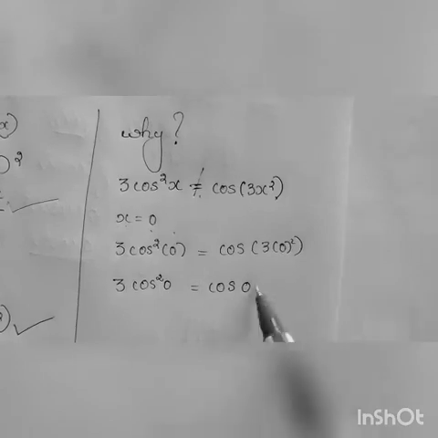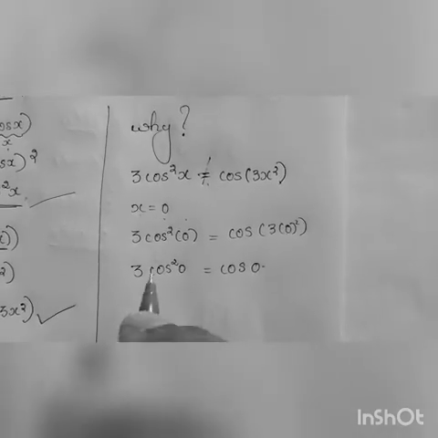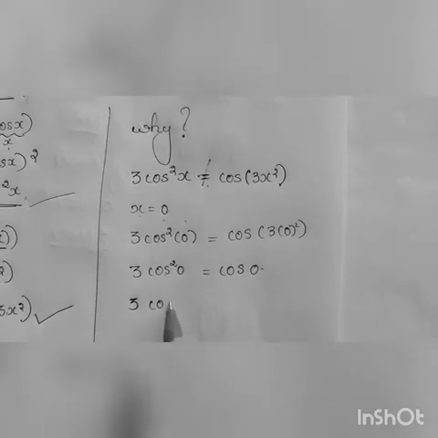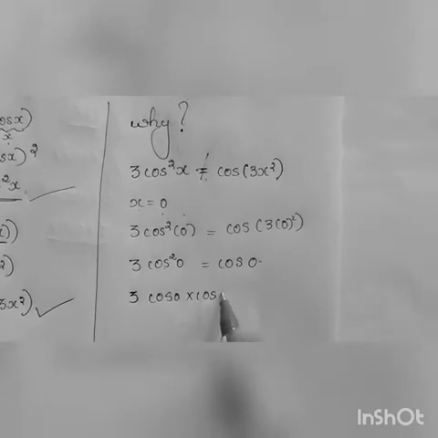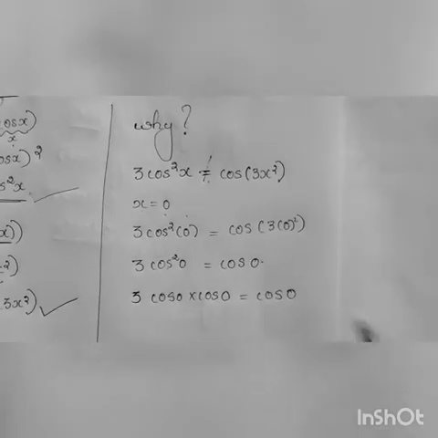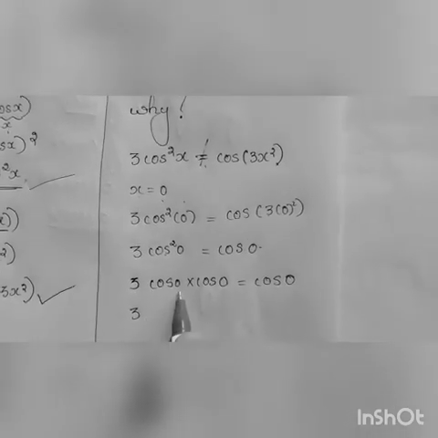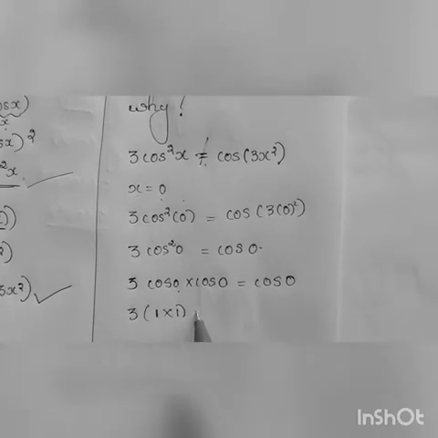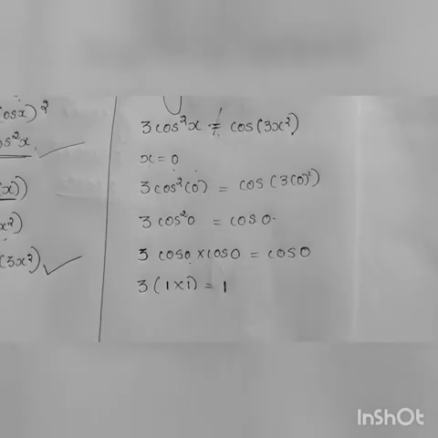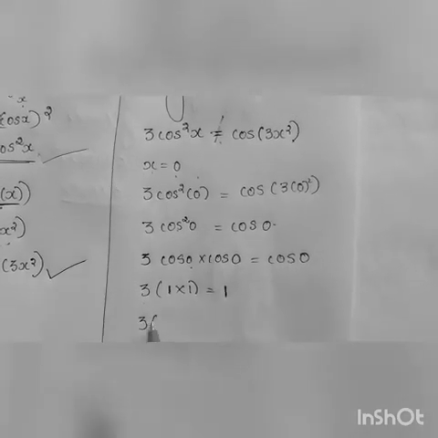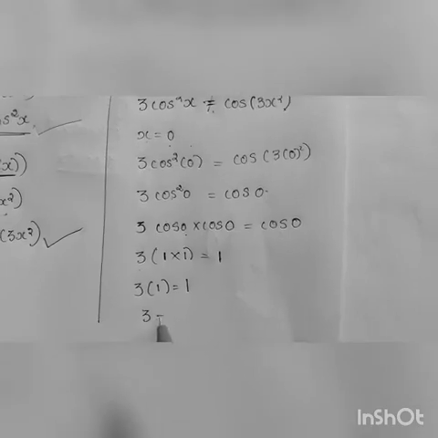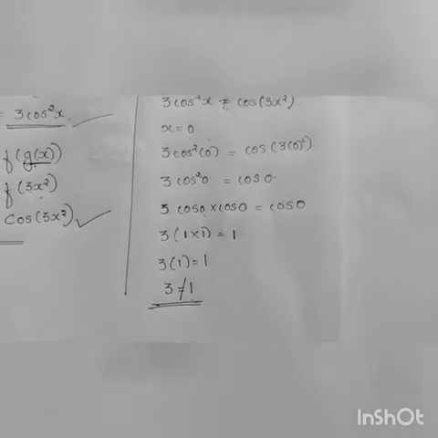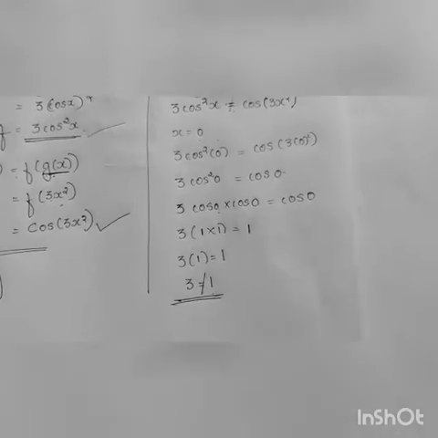3 into 0 is 0, and here, if you look, 3 into cos square 0, which is cos 0 into cos 0, and this is cos 0 itself. And here, what is cos 0? We know that it is 1, right? 1 into 1, that is, here it is 1. And if you look over here, 3 into 1, and this is 1, and 3 is equal to 1? Is 3 equal to 1? No. 3 cannot be equal to 1, and hence they are not equal.